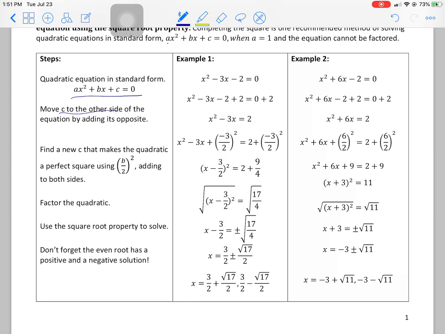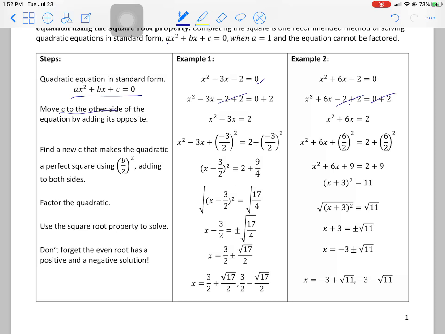Then it says move C to the other side by adding its opposite. So if you have a -2, move it over and make it a +2 to make it go away from this side. And it's just a coincidence that this one did the same thing. Got that third term out of the way, because if you notice, this isn't going to factor. There's no combination that would factor with these, even though the numbers are small. Because of the negative, it's going to be a negative and a positive, and there's no way to get a -3 out of that. So it wouldn't have factored.